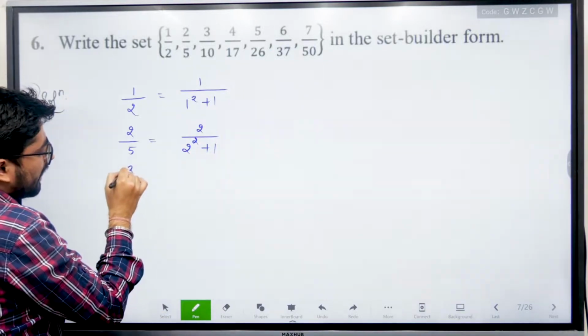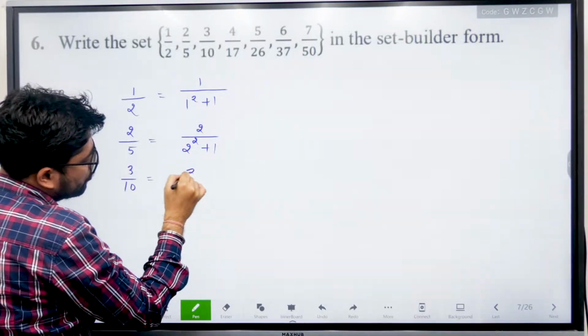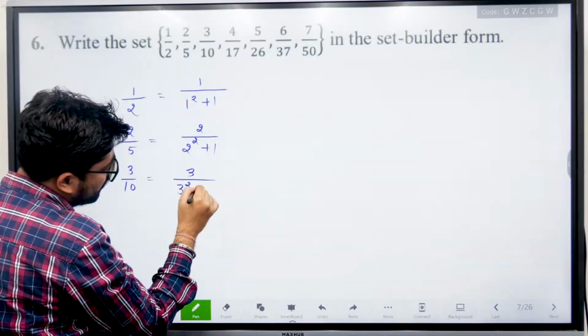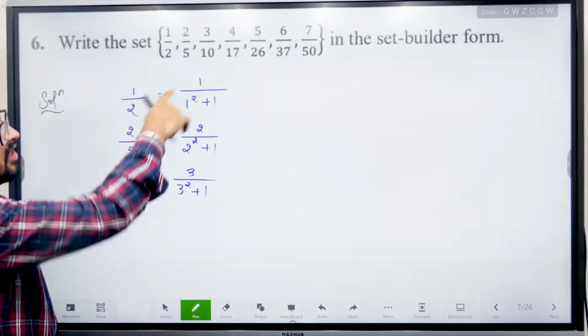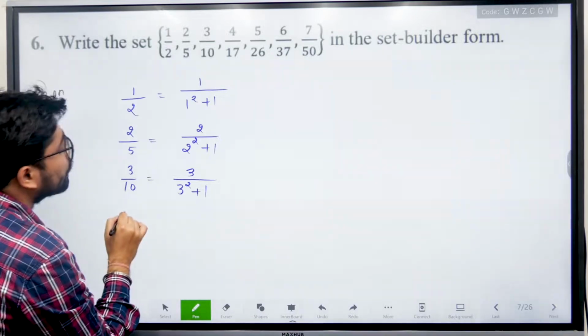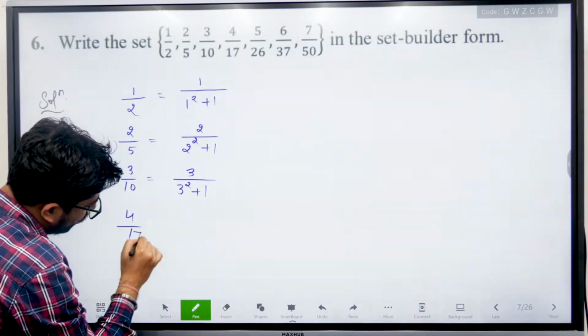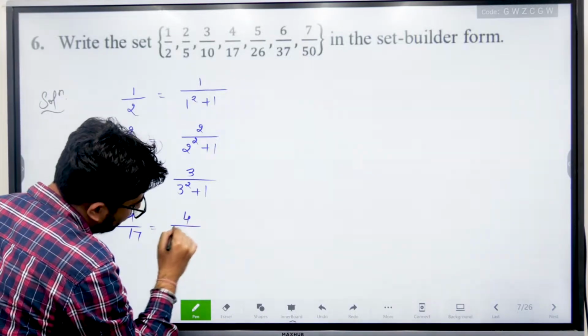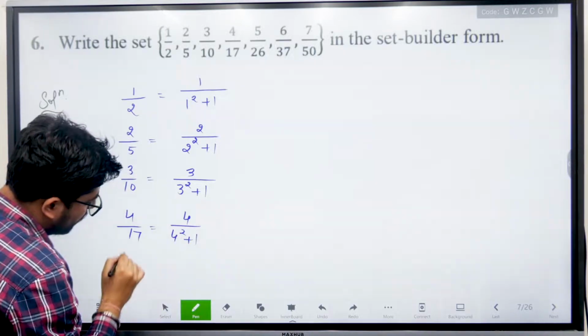Got it? 3 by 10 is 3 divided by 3 square plus 1. And similarly for the other elements. For 4 by 17 we can say 4 divided by 4 square plus 1.